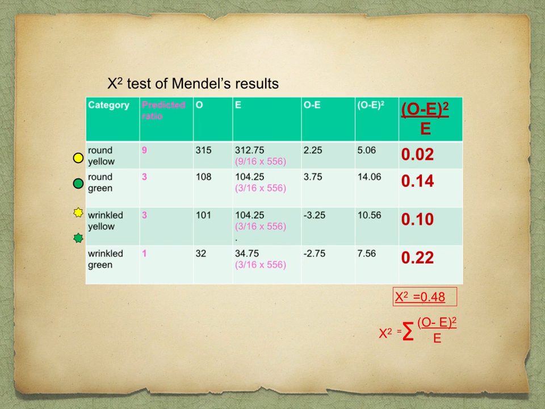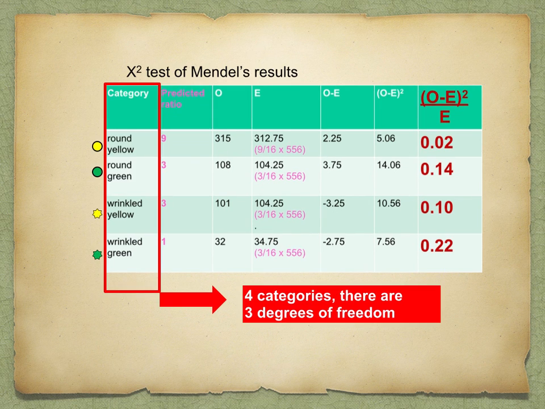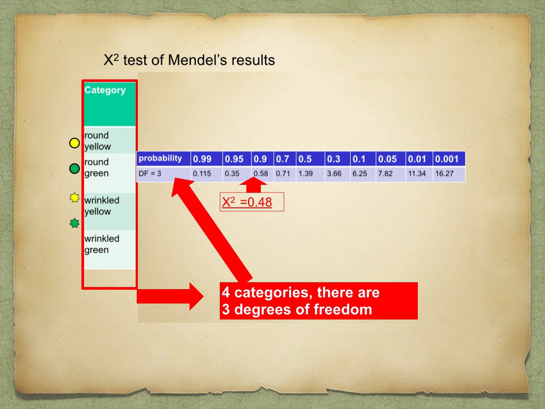Now we need to see whether this value is significant or not. So what are we going to do? Well, the first step is to calculate your number of degrees of freedom. So you've got 4 categories. That means that there must be 3 degrees of freedom. Then you look up your result in the chi-squared table. Since you've got 4 categories, therefore there must be 3 degrees of freedom. So you look up in your table 3 degrees of freedom.